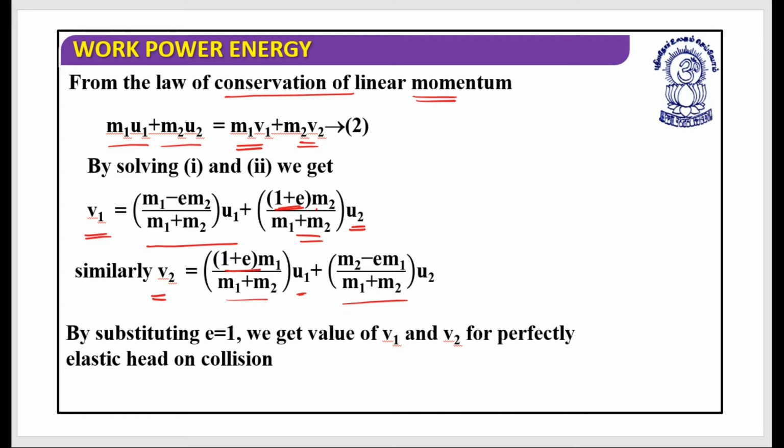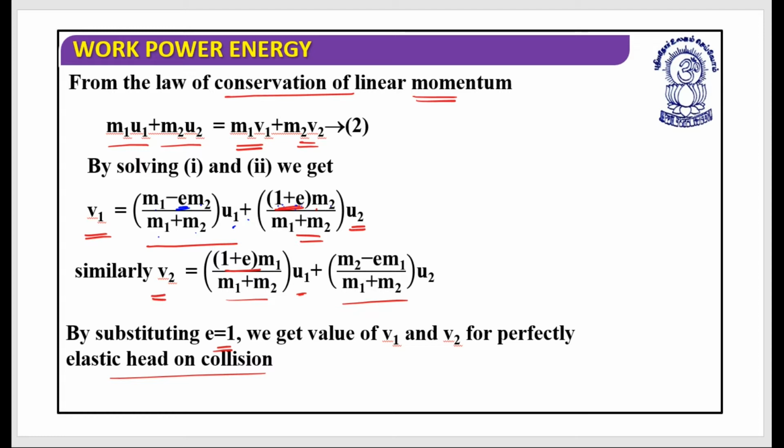This is the relation for v1 and v2. They are the velocities after collision for the first body and second body respectively. If we substitute e equals 1, we get the same relation as in the elastic head-on collision. Let's look carefully. If I put e equals 1, this would be (m1 minus m2) divided by (m1 plus m2) into u1 plus 2 m2 divided by (m1 plus m2) into u2. Yes, so these are the same.